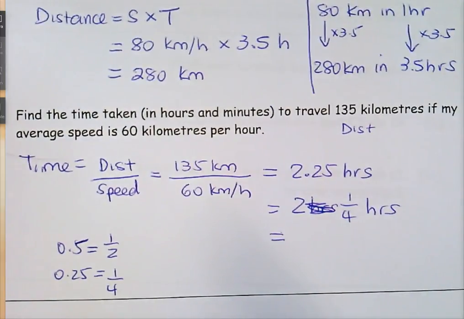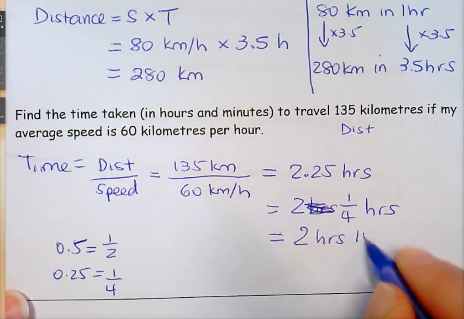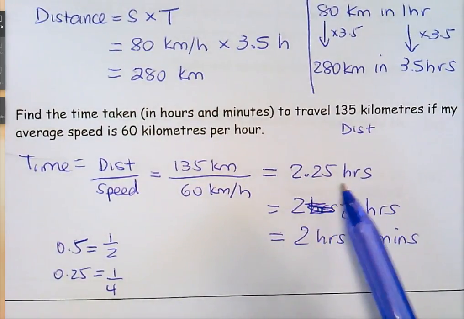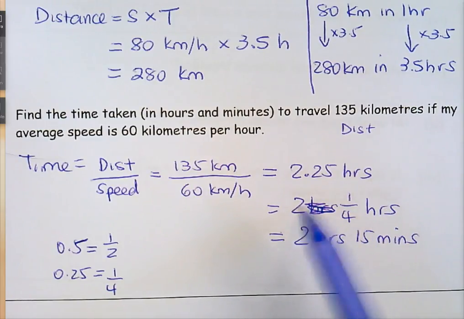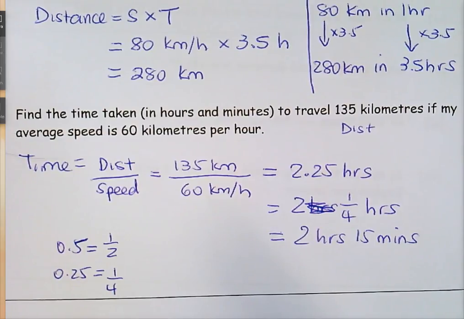Girls, how much is a quarter of an hour in minutes? 1/4 of an hour. What's half an hour? Yeah, good. 2 hours, 15 minutes. So girls, this is not 2 hours, 25 minutes. It's 2.25 hours, which is 2 1/4 hours. And we know a quarter of an hour is 15 minutes.